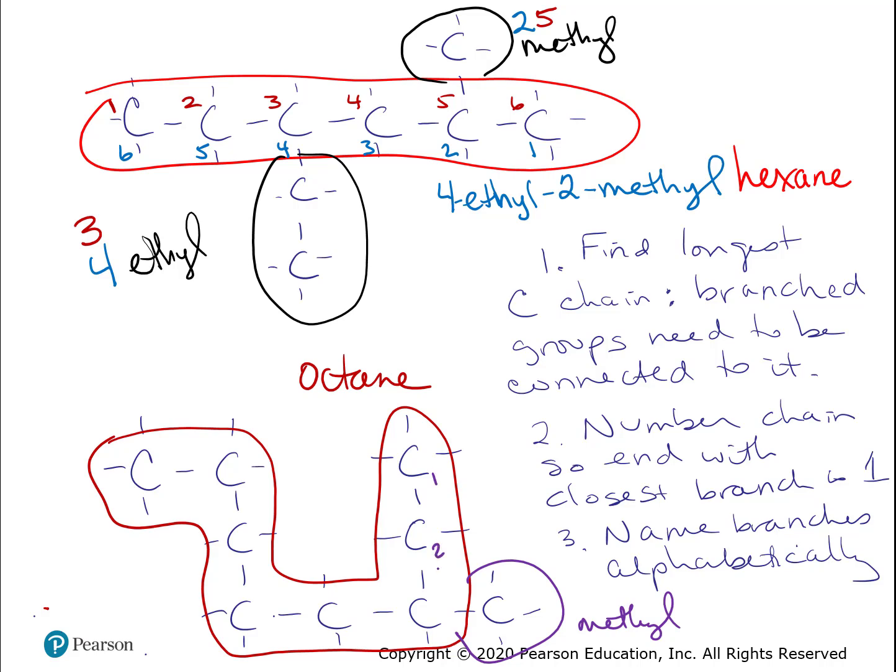This will be 1, 2, 3, 4, 5, 6, 7, 8. You don't have to number the entire thing. Literally you can just number until you get to your hanging groups. But that means that now my methyl is 3. There's only one, so I just throw this up front: 3-methyloctane. And I do put a dash after the 3 so that there's no space.